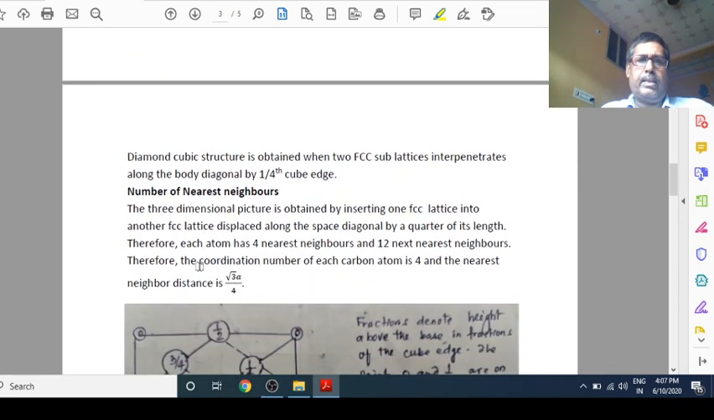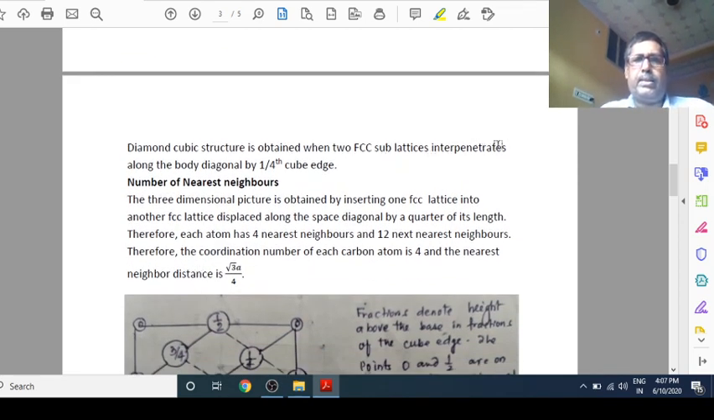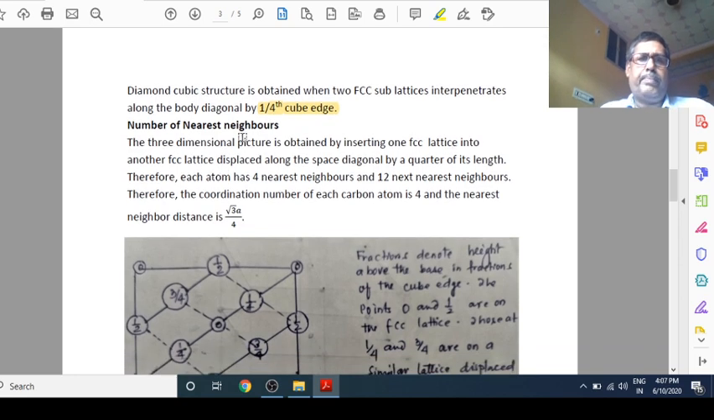Diamond cubic structure is obtained when two FCC sublattices interpenetrate along the body diagonal by 1/4 of the body diagonal. So first we will see the number of nearest neighbors. The three-dimensional picture is obtained by inserting one FCC lattice into another FCC lattice, displaced along the space diagonal by a quarter of its length, as I told you here. Therefore, each atom has 4 nearest neighbors and 12 next nearest neighbors. Therefore, the coordination number of each carbon atom is 4 and the nearest neighbor distance is root 3a by 4.